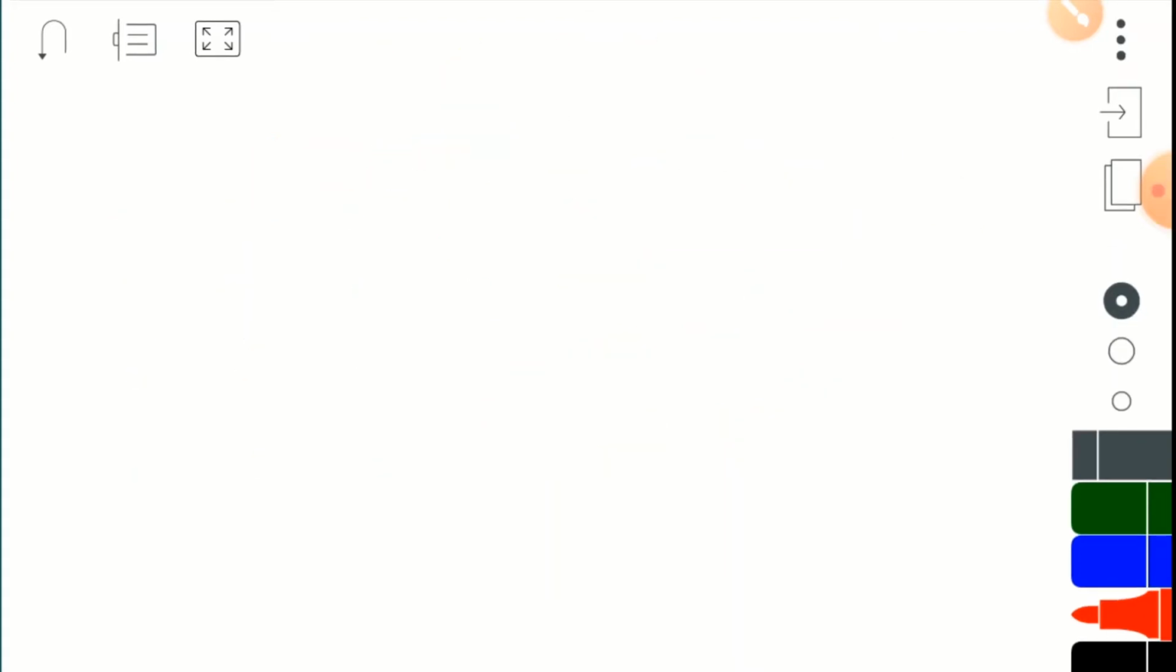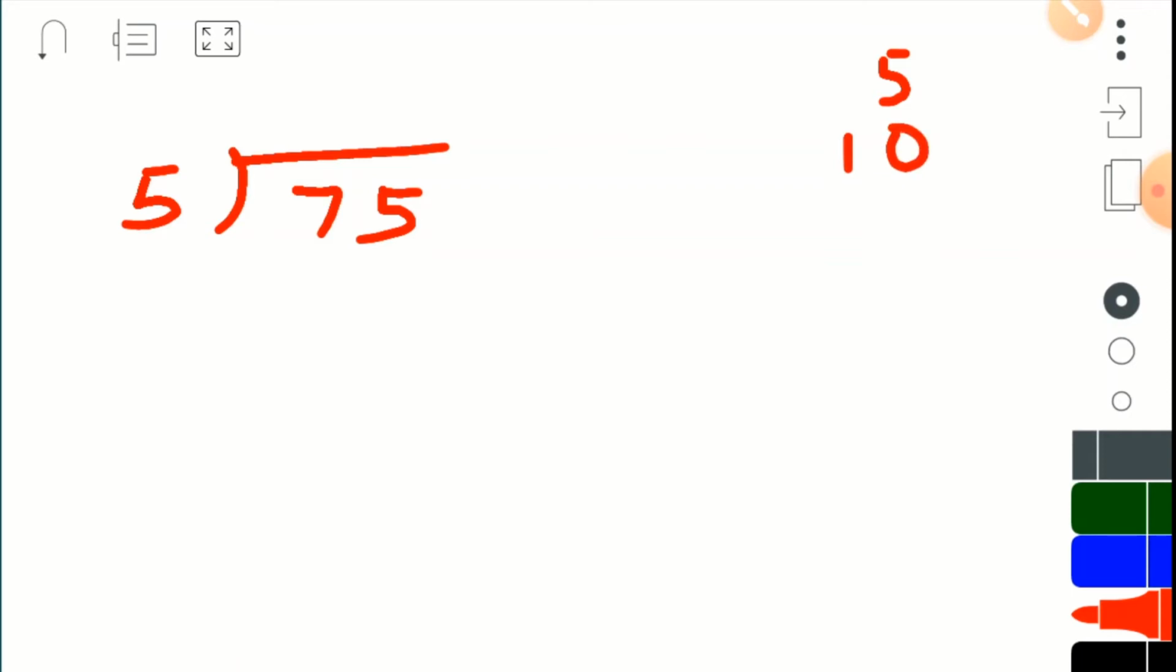Next we will see the proper division questions, how you have to solve them. Question is given as 75 divided by 5. Now how will you do this division? For this you need to know the tables. We will write the tables here. 5 ones are 5, 5 2s are 10, 5 3s are 15, 5 4s are 20, 5 5s are 25, 5 6s are 30 and so on. Up to the 6 table is enough to solve division sums.